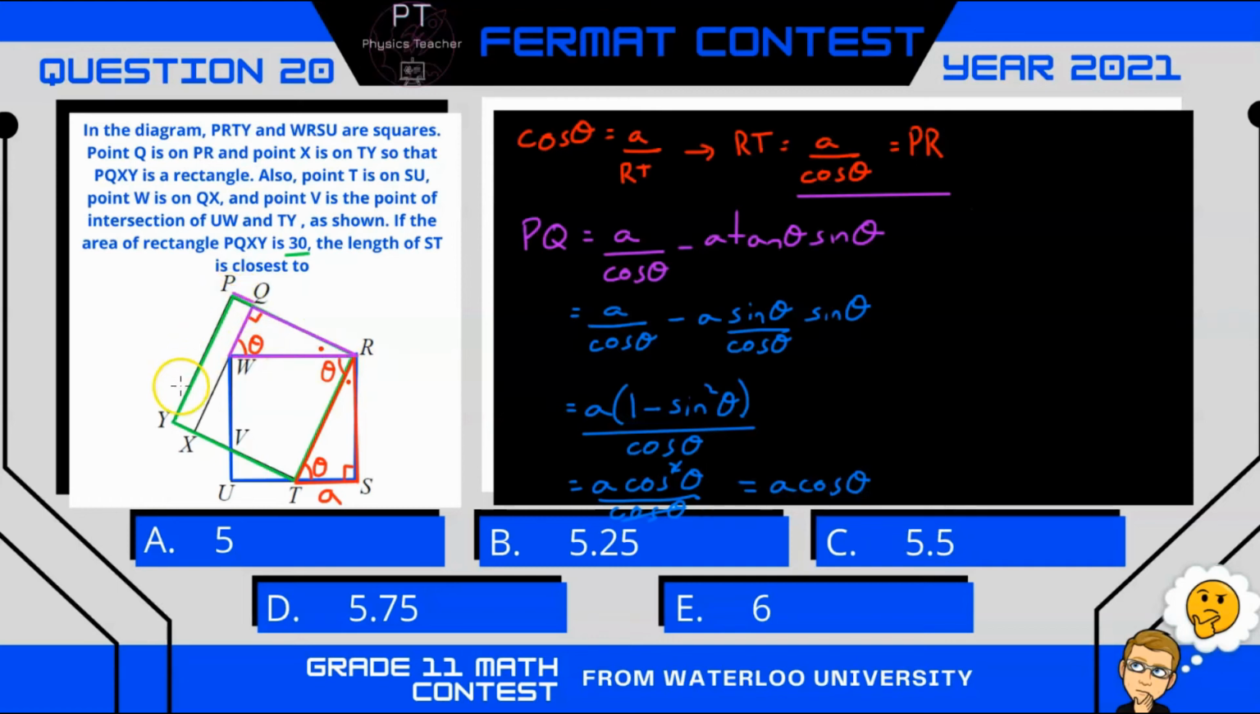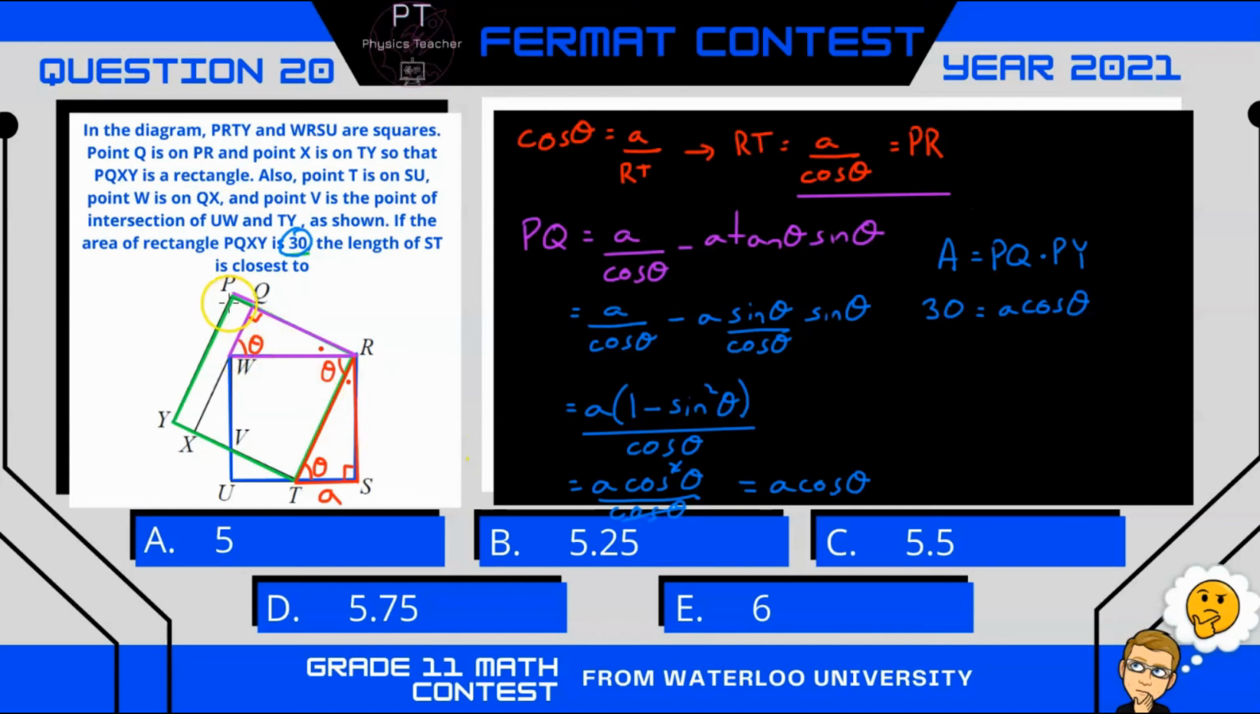Okay, so let's look at this small rectangle here then. The area is going to be PQ times PY. So just length times width. Now the area they tell us in the question is 30. PQ I just solved for is A cos theta.